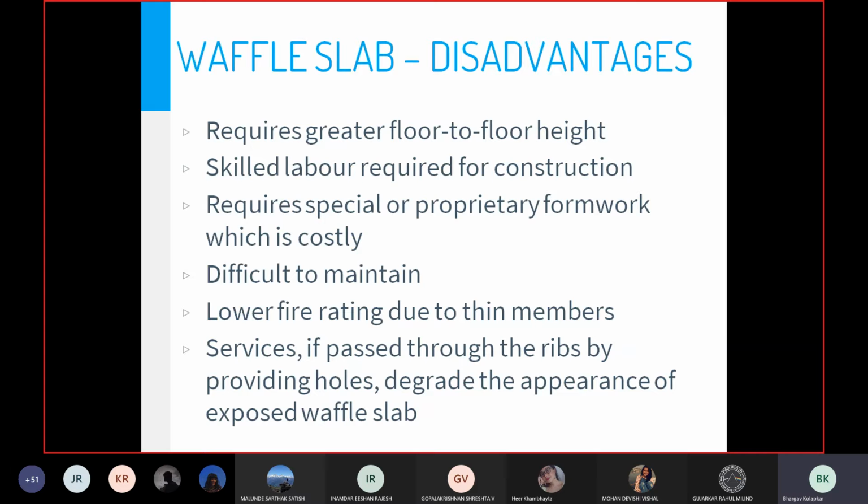Then it requires special or proprietary formwork, which is costly. Not every contractor has this formwork for waffle slab. So there has to be a specialized contractor, a specialized formwork consultant for this type of work.